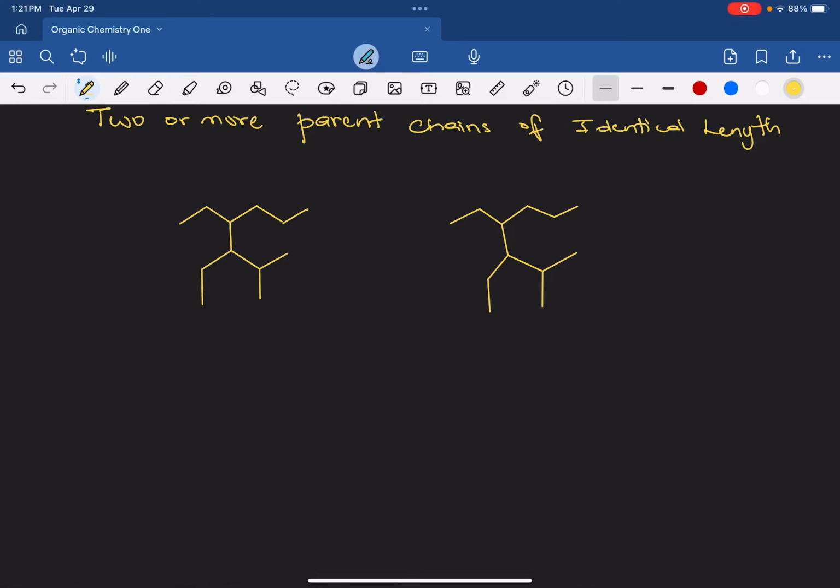So a molecule can have more than one parent chain, right? It can have two or more parent chains that are of identical length. So let's talk about how I handle such a situation. Firstly, let us acknowledge that this molecule and this molecule are the same molecule.